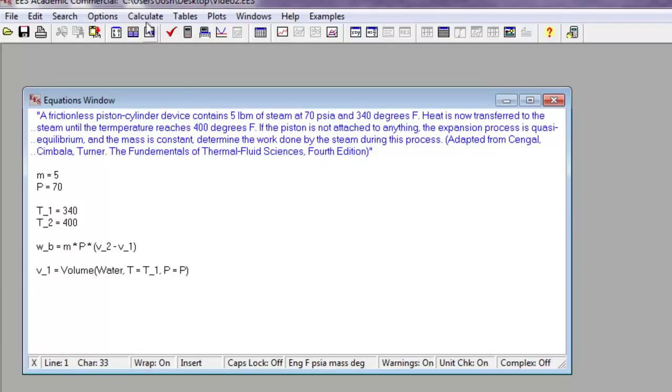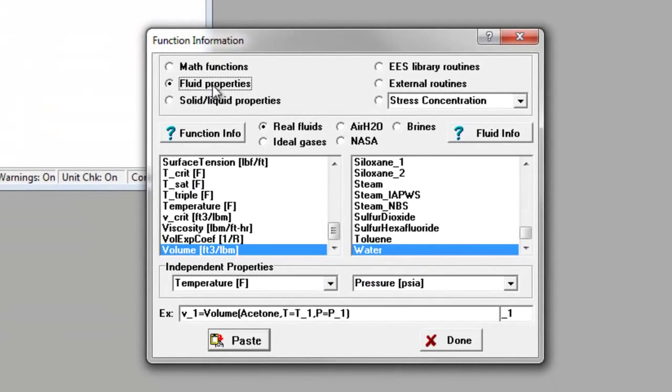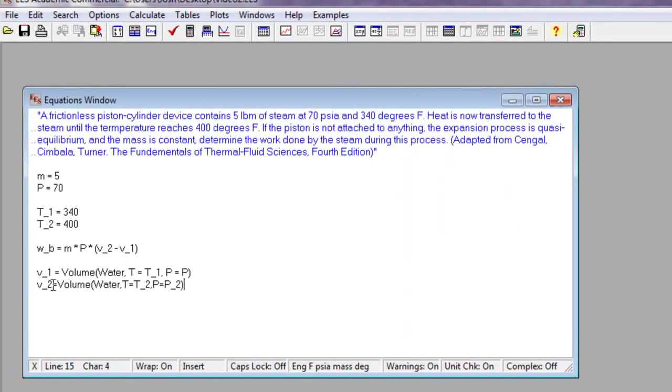So let's do the same thing for v2. We go to Options, Function Info, Fluid Properties, click on water, pick volume, and then we have temperature and pressure. That's correct. Let's go ahead and edit this to say 2, and that's going to give it to us like that. Same thing as above, it's just using the temperature at point 2 as opposed to the temperature at point 1, and that's going to give us the specific volume at point 2.